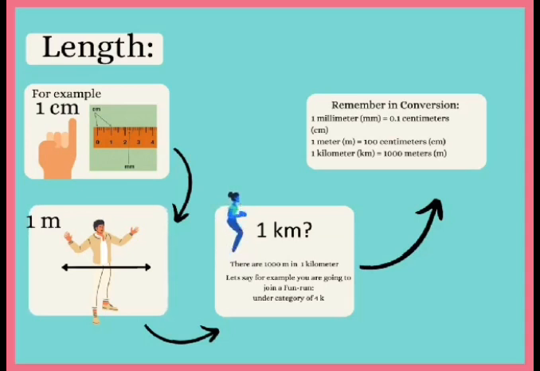With the conversion, remember 1 millimeter, with the abbreviation mm, as well as centimeters, cm. So 1 millimeter is equivalent to 0.1 centimeters, and 1 meter is equivalent to 100 centimeters, and 1 kilometer is equivalent to 1,000 meters. So that would be length.